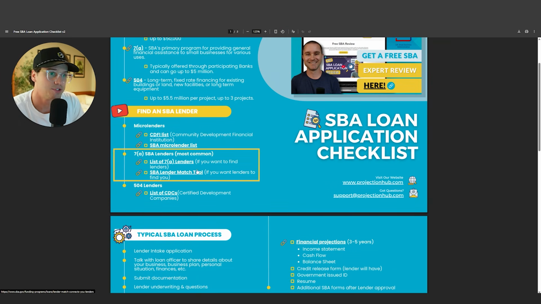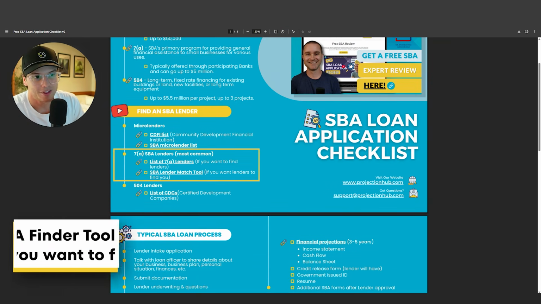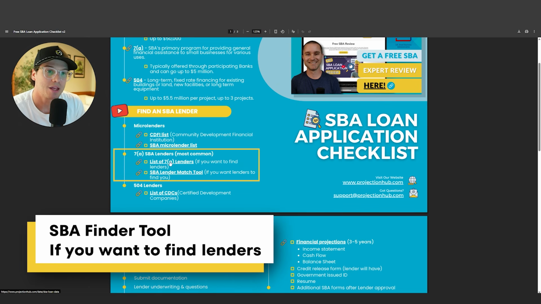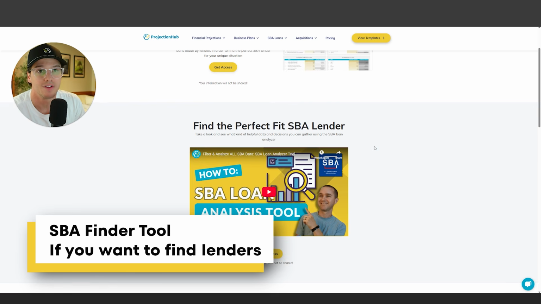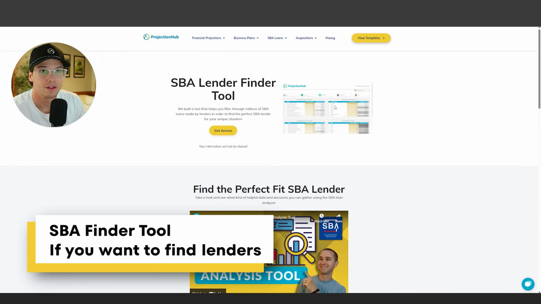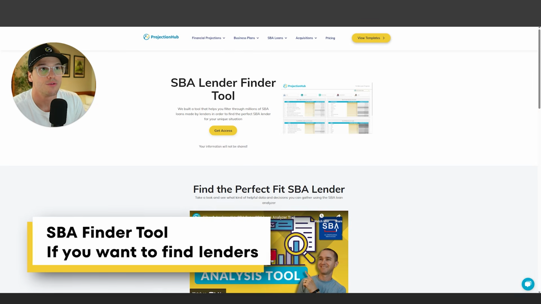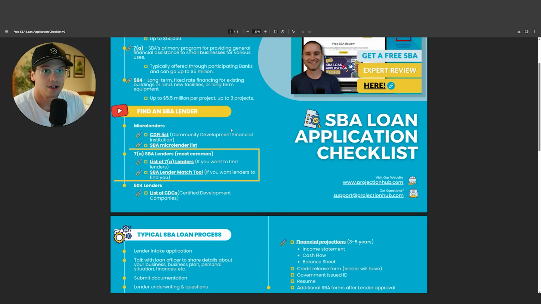Now, 7A, again, most common. We've got two options here: if you want to find the lenders, or if you want the lenders to find you. I recommend the first, if you want to find them. We took a big list of publicly available data from the SBA and created a free little dashboard where you can punch in things like where you're trying to get a loan. You're basically going to find out who the top SBA lenders are for your type of industry in your state, so you can find out which lenders to talk to.